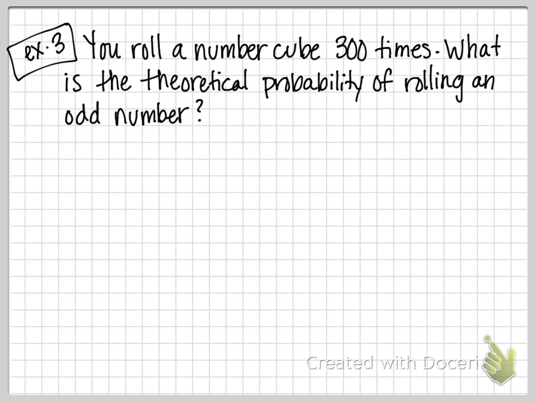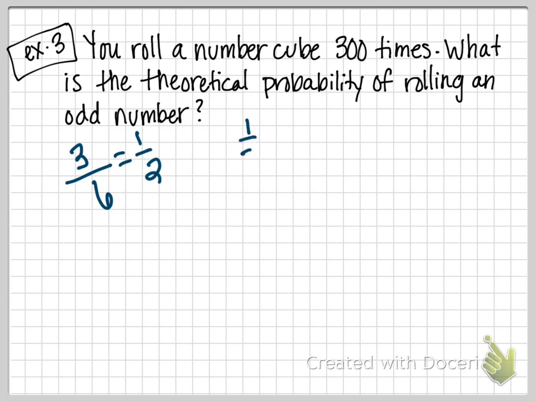So first, think about a number cube. How many total sides are there? 6. And how many of those numbers are odd? 3. 1, 3, and 5. So there are 3 out of 6, or simplified, 1 out of every 2 rolls you would expect to roll an odd number. Let's apply that to 300.